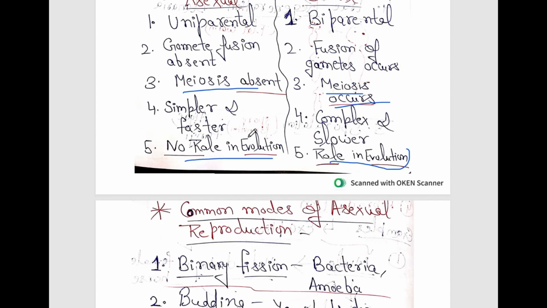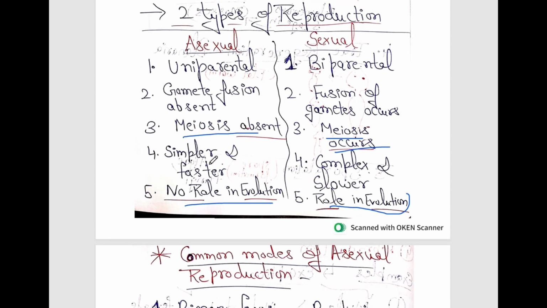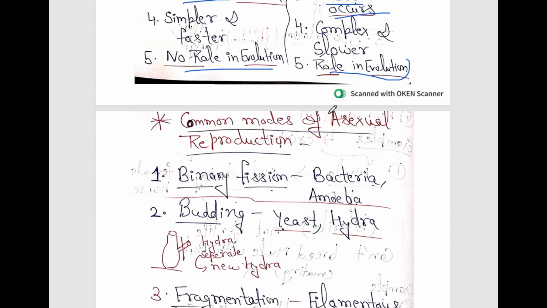Here the meiosis occurred. Asexual reproduction is typically simpler and faster, and sexual reproduction is typically complex and slower. In asexual reproduction, there is no role in evolution. In sexual reproduction, there is a role in evolution.